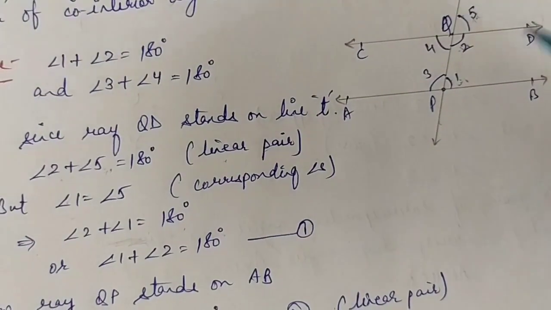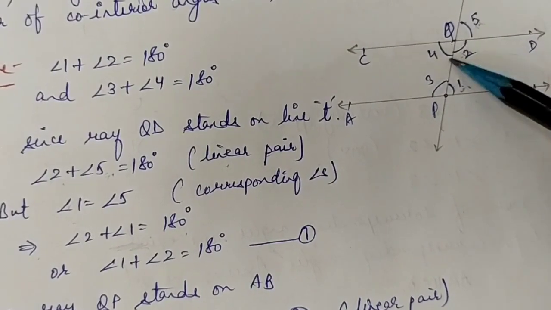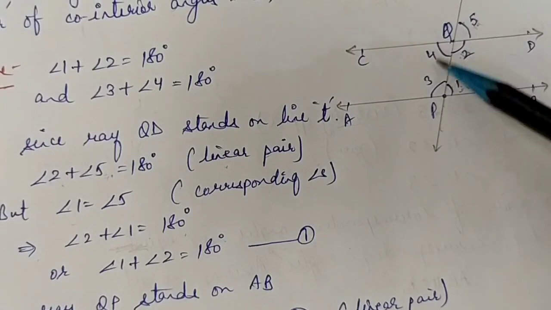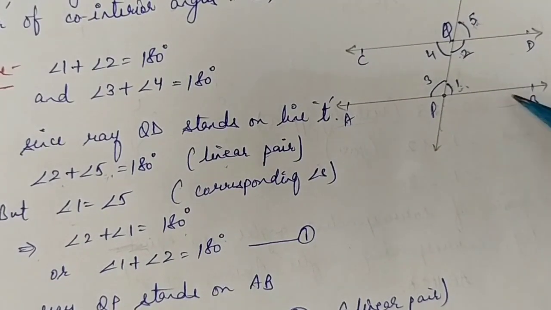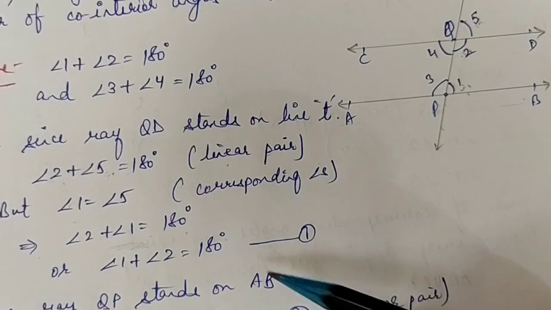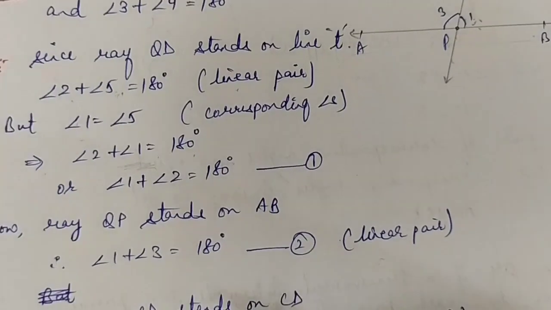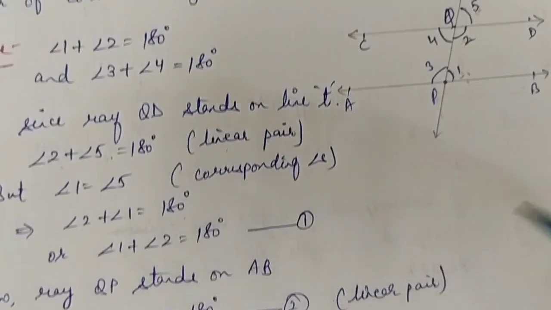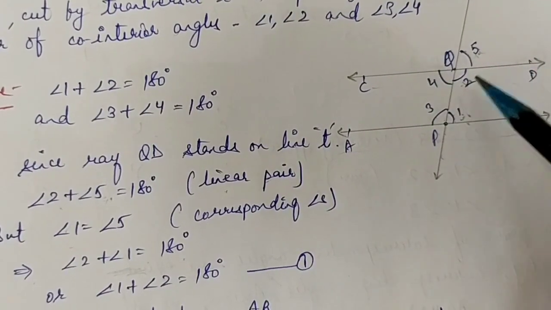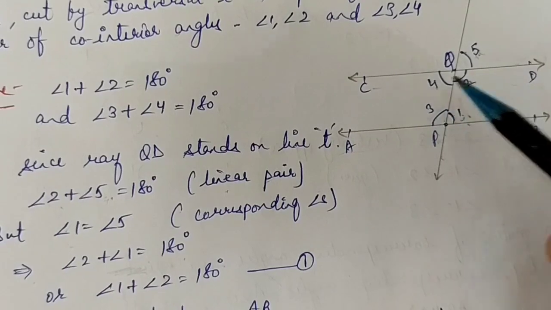Now, talking about the next pair, how will we solve it. Now you can see that ray QP stands on the line AB. Okay, ray QP is on the line AB. So angle 1 plus angle 3 is equal to 180 degrees, a linear pair. Likewise, ray QP stands on CD, so angle 2 plus angle 4 will again be 180 degrees because it is a linear pair.